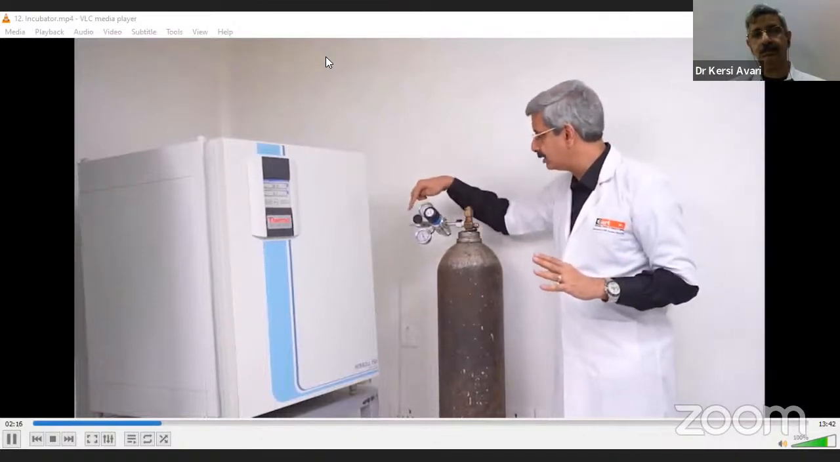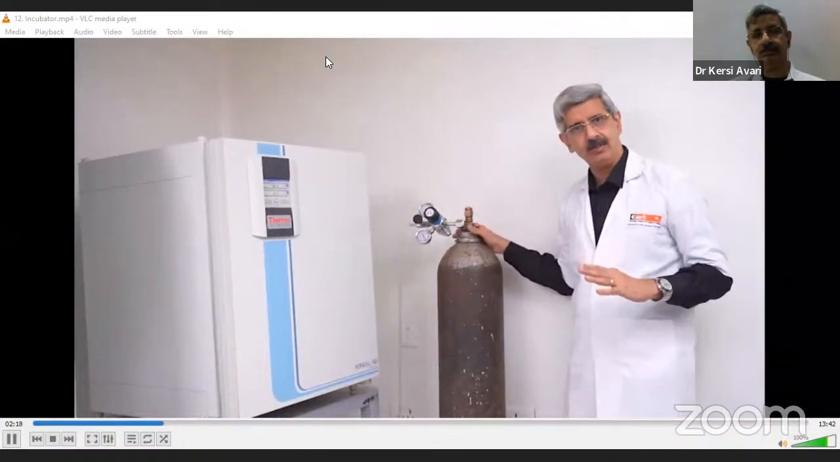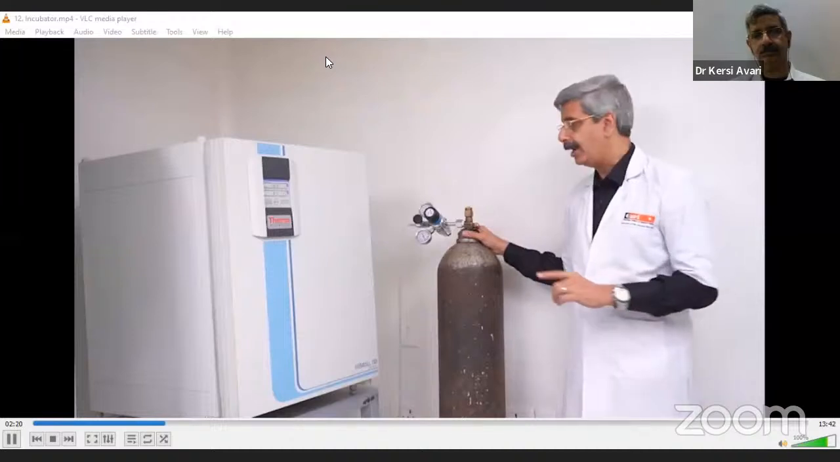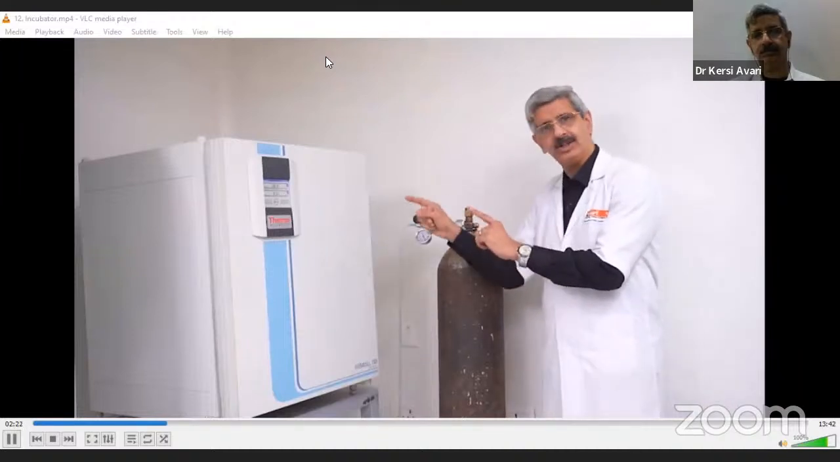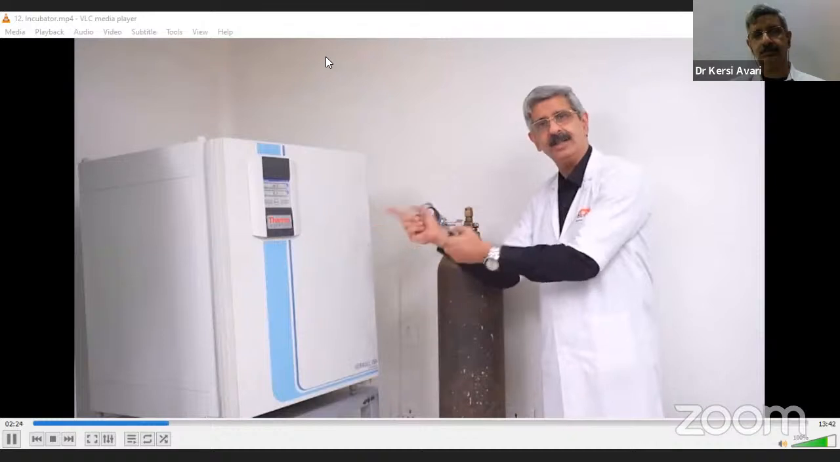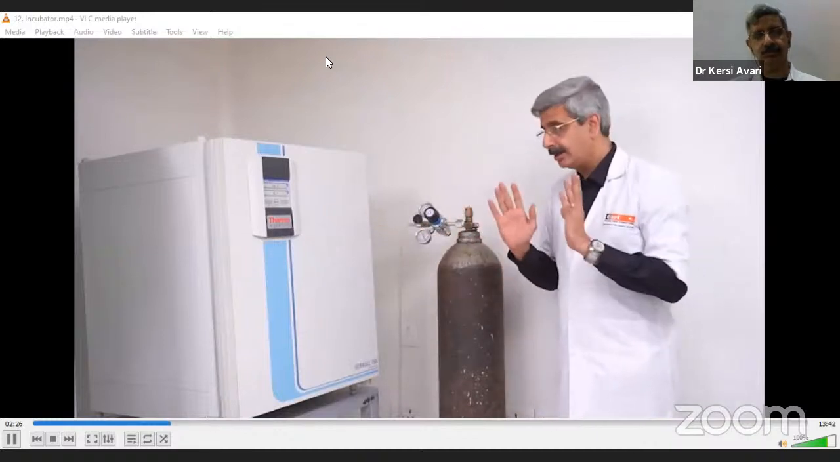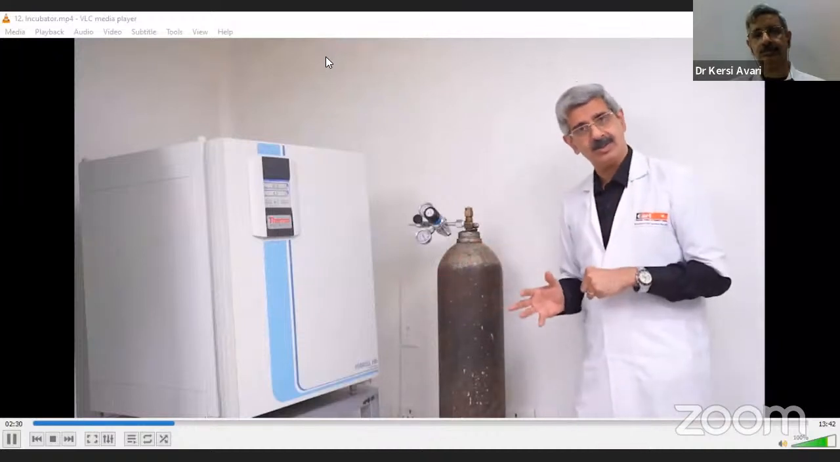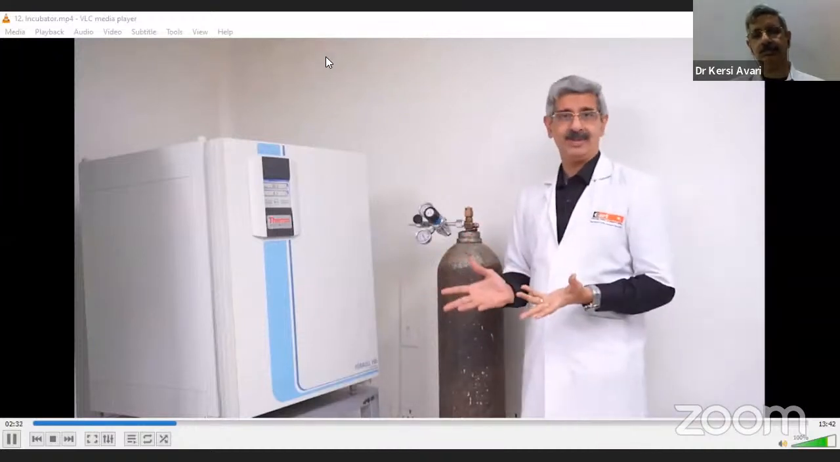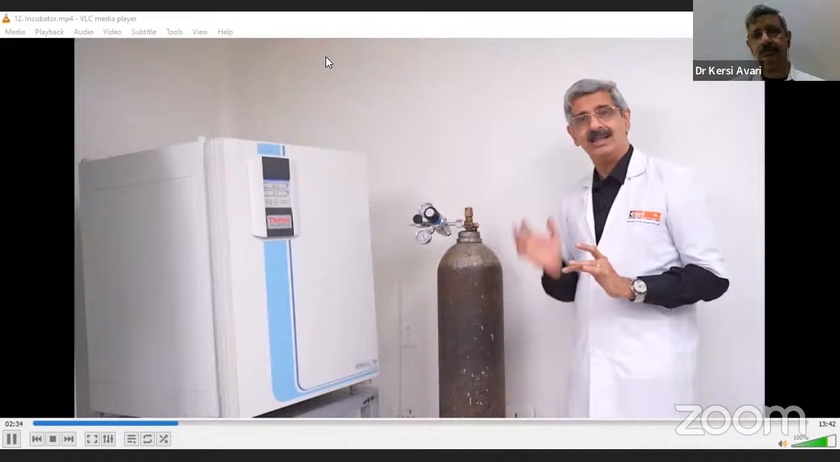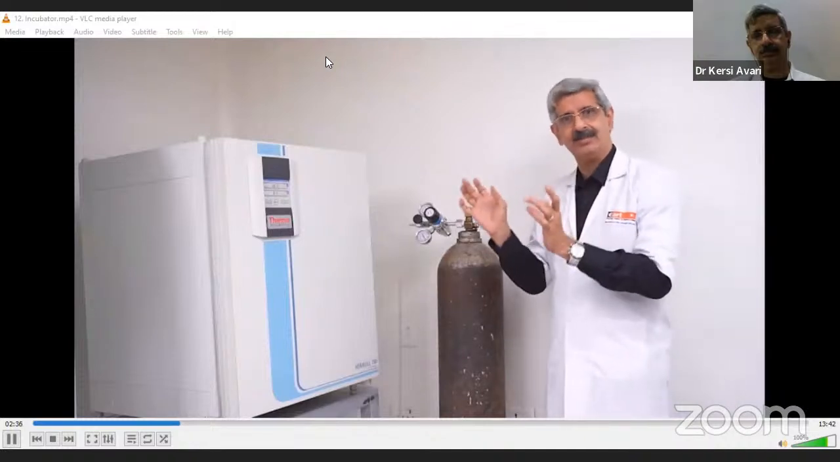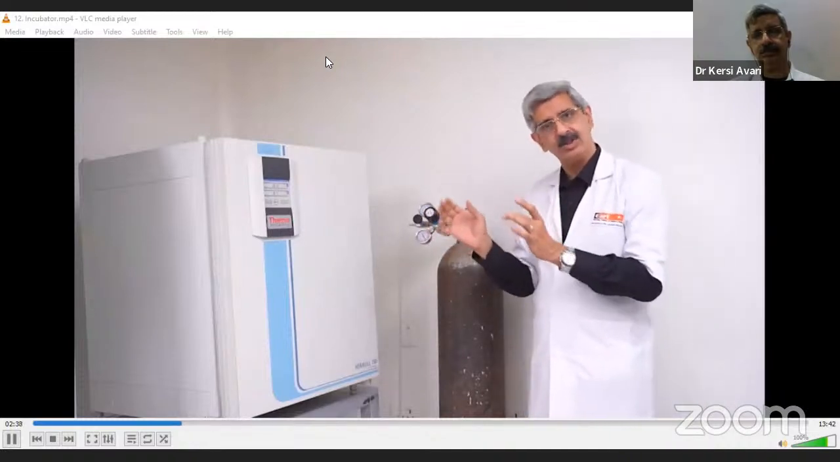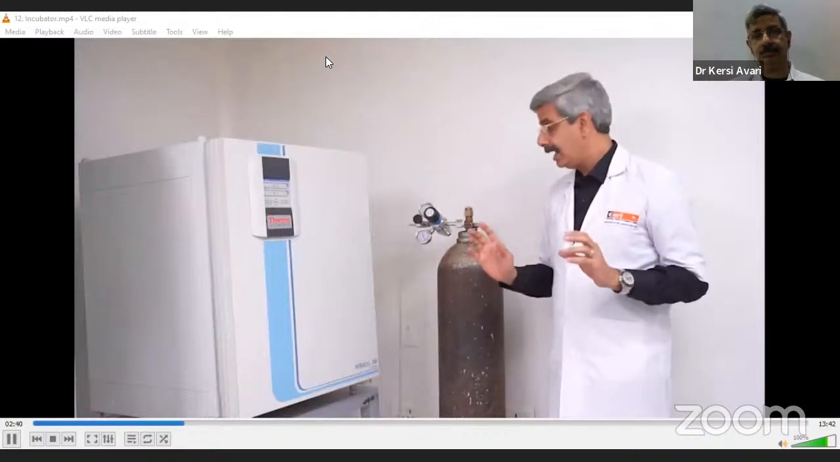The 2-stage regulator, one will indicate the tank pressure when it is full and one will indicate the flow pressure which is purged into the incubator. Remember, the incubator should not be starved of carbon dioxide, nor should it be overloaded, because otherwise it will mess up the sensitive parameters or the solenoids, other equipment which are inside it.